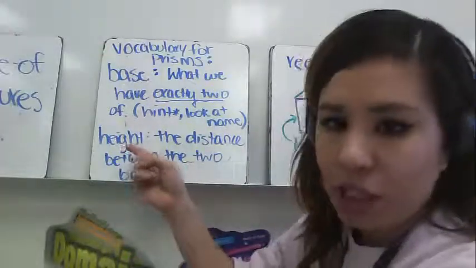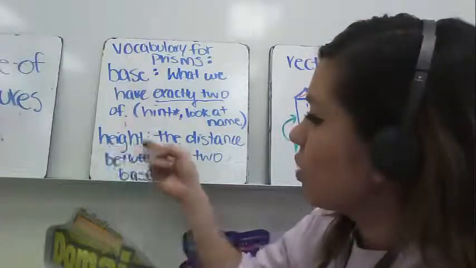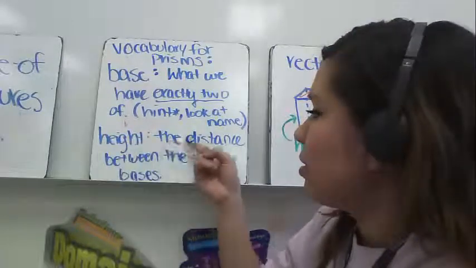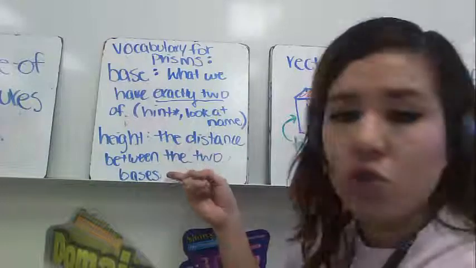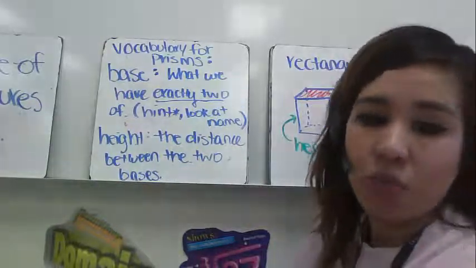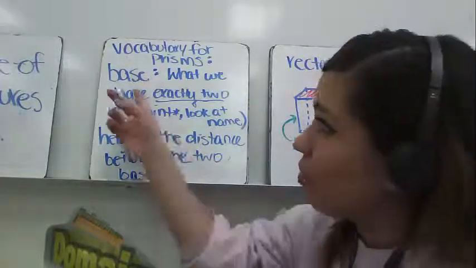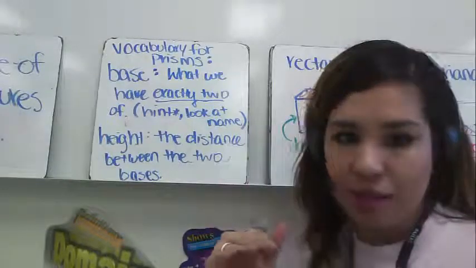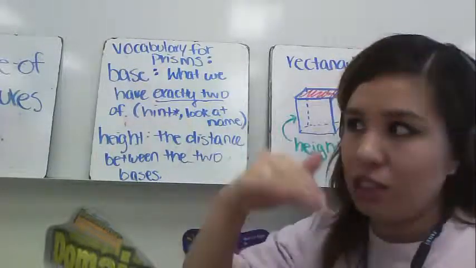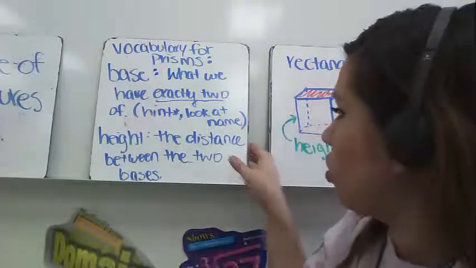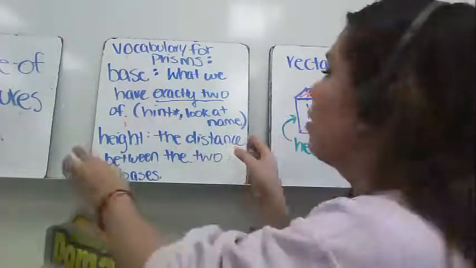Let's look at the next one, which is height. The height is the distance between the two bases. That's why it's so important for you to identify the bases. If you can find them, then the distance between them is called your height.